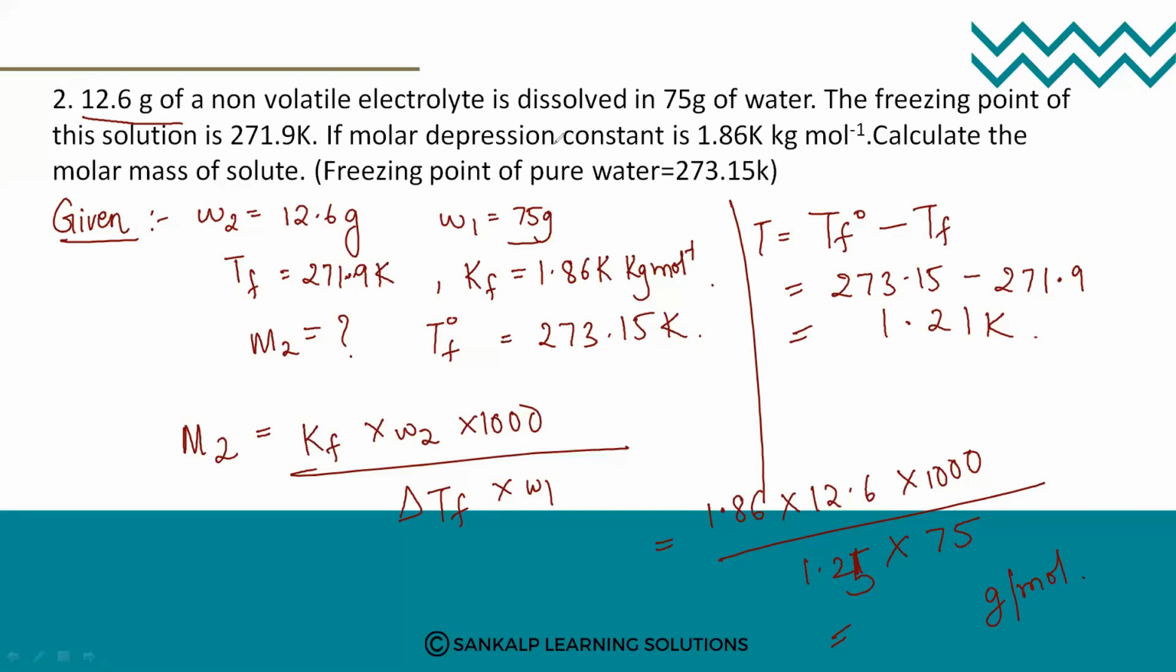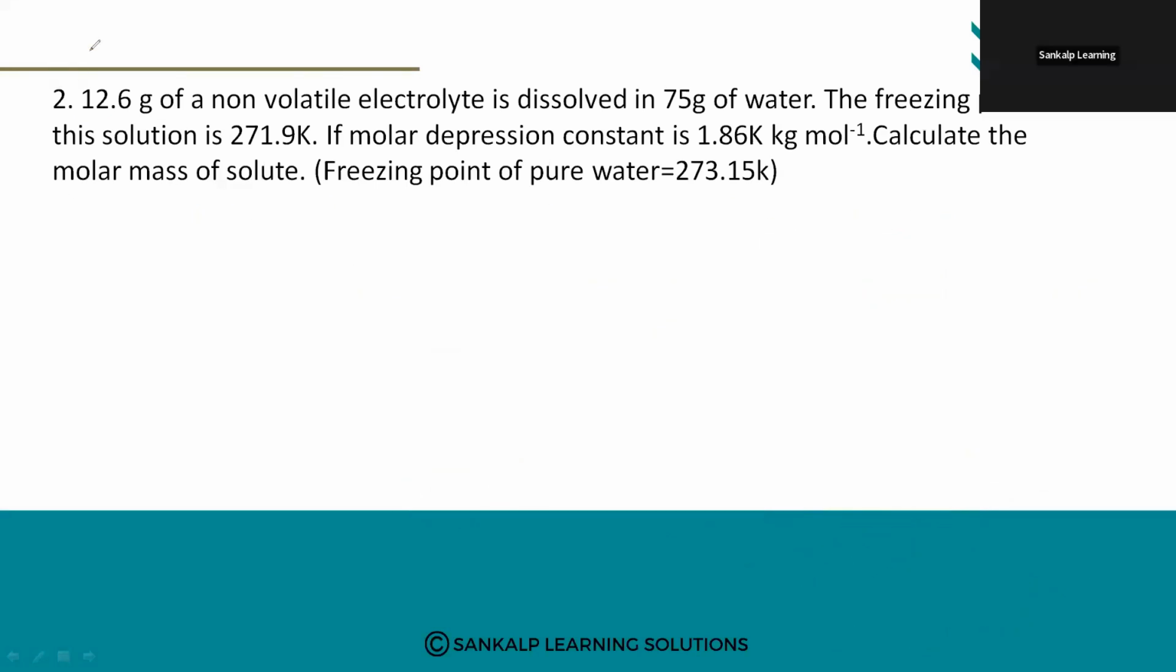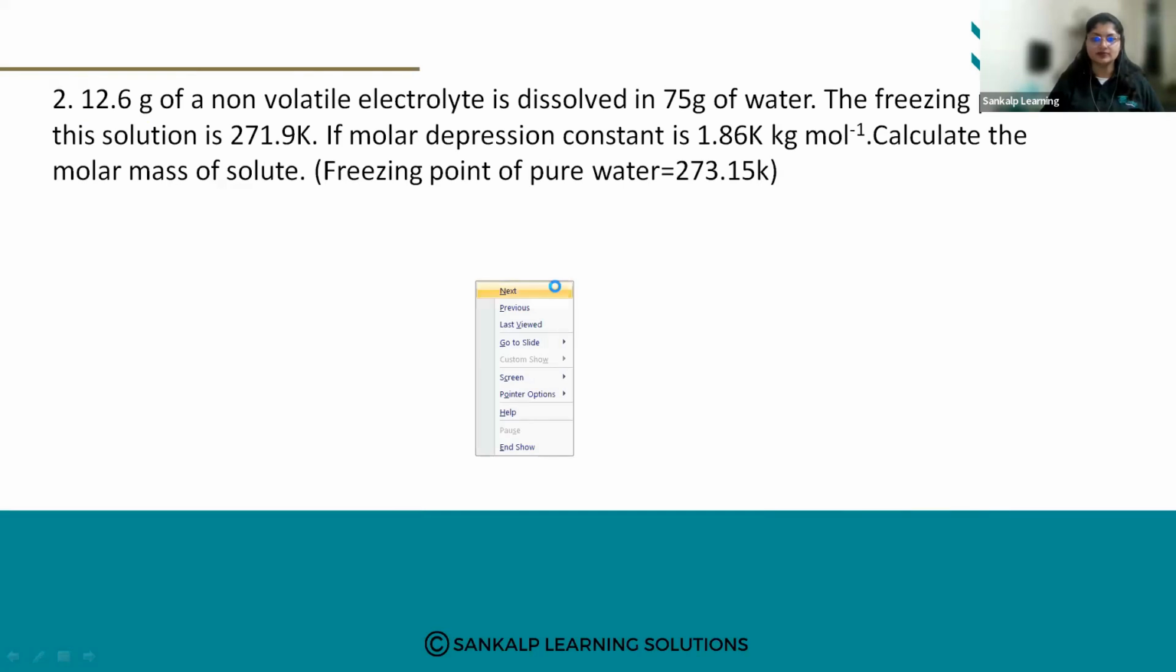Yes, good. Okay. So the answer is 249.98 gram per mole. So this is the answer. Good. So like this, you have to write: 1 mark for the formula, 1 mark for the substitution, 1 mark for the correct answer with the unit. Okay. So we'll go for the next question.